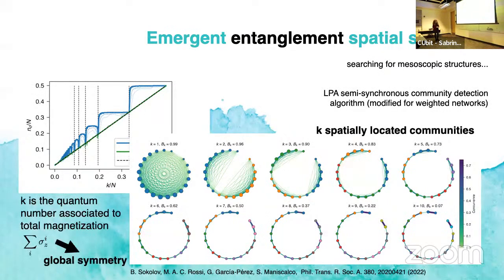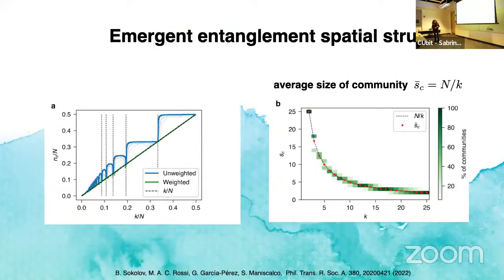And this is quite interesting because, as I said already many times, this K is the quantum number associated to the total magnetization of the field. So it is related to a global symmetry, a global property of the system. And it is emergent from an analysis that is absolutely agnostic about any of the specific physical locations of the space. And in particular, you can also analyze the average size of the community, N over K.